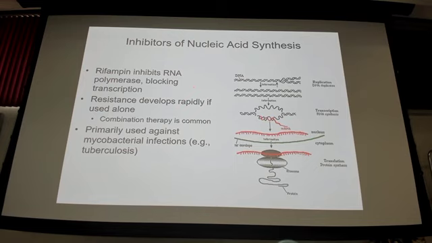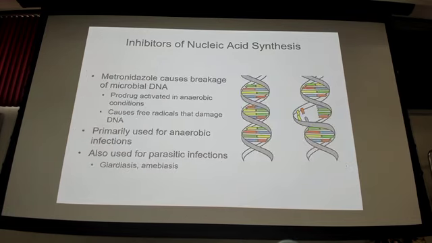For Mycobacterium tuberculosis, again, rifampin is used oftentimes, but because we relied on rifampin so heavily initially, we got a lot of resistant strains of TB, and that's one of the reasons why we always use combination therapy now with tuberculosis cases. Metronidazole is a little bit different. It will also induce breakage in DNA, but it's a prodrug, which means it's not activated until it's in anaerobic conditions, which makes it a little bit safer, generally speaking. So we'll use that for anaerobic bacterial infections, but also Giardia and Ebola infections.